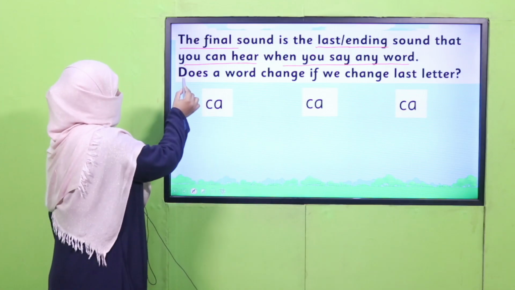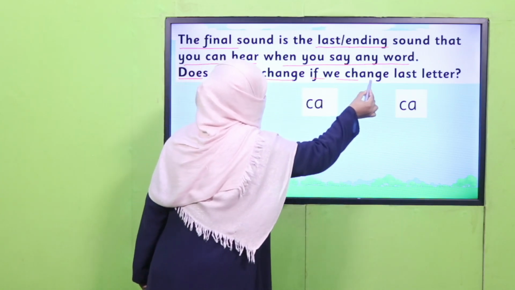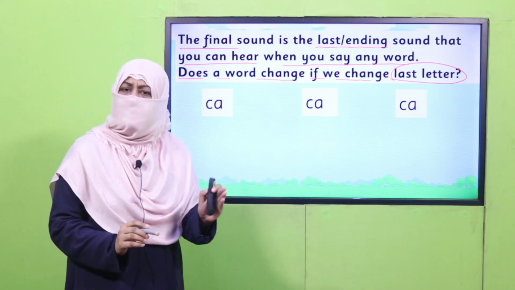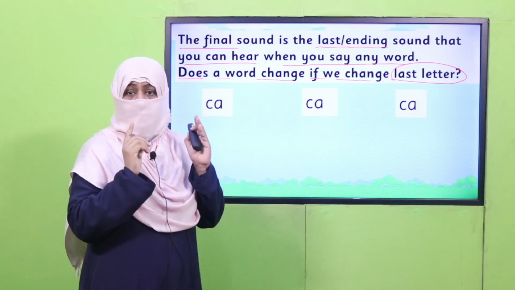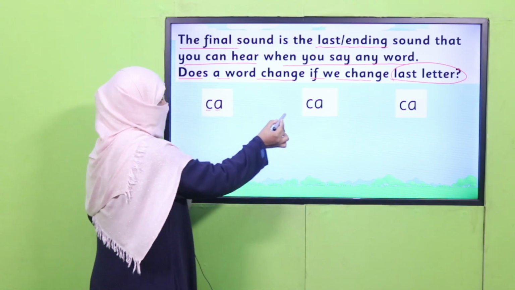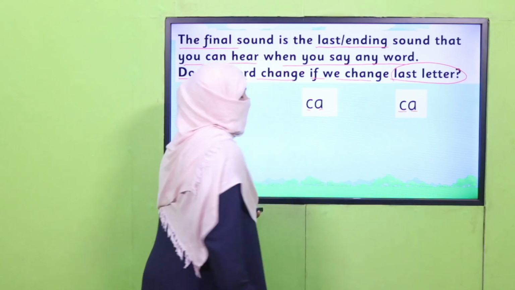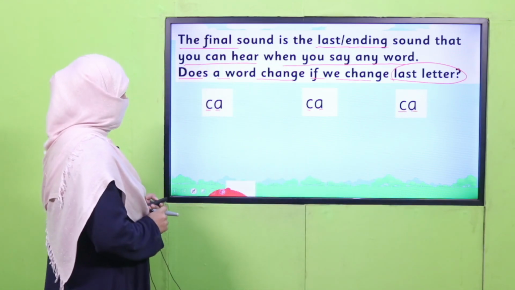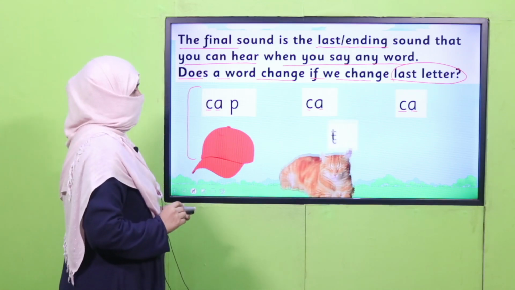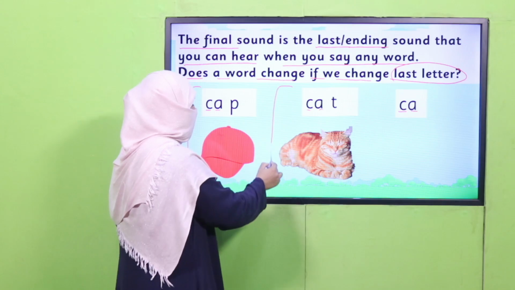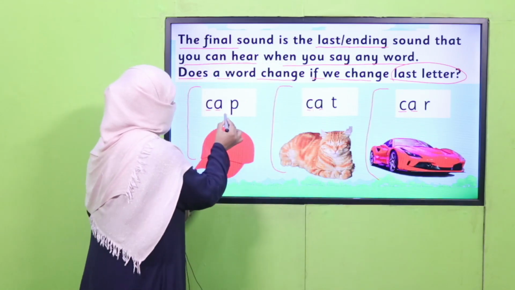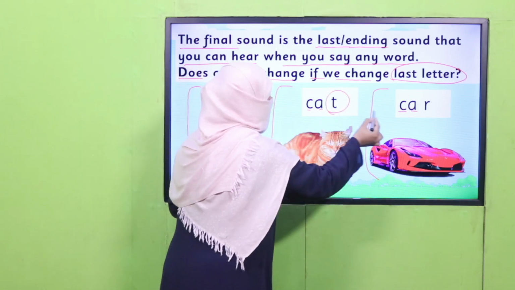Let's see, does a word change if we change the last letter? Means the rest of the word is the same. We are just going to change the last letter. So let's see, does a word change? The first two letters, C-A. If we put the last letter P, it's cap. If we put T, it's cat. And if we put R, it's car. So you see, we just changed the last letter and there was a new word.